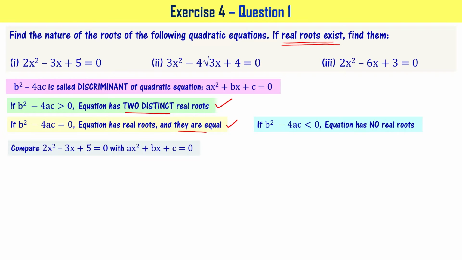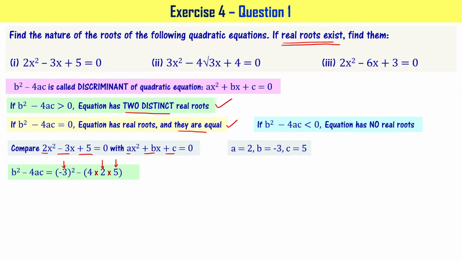To compute the value of the discriminant, we have to know the values of a, b, and c, right? When you compare these two equations, you can say that a equal to 2, b equal to minus 3, and c equal to 5, right? Now, let us substitute these values into b square minus 4ac. So it can be written as minus 3 whole square minus 4 times 2 times 5, right? Here c is 5, a is 2, and b is minus 3.